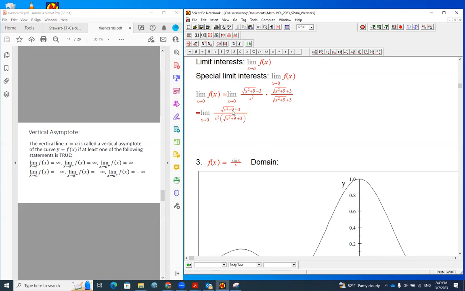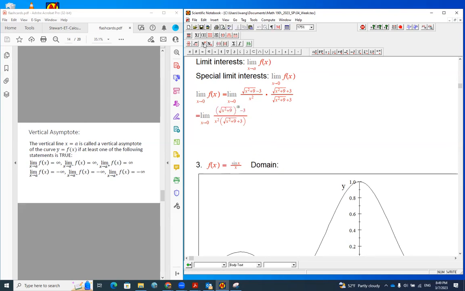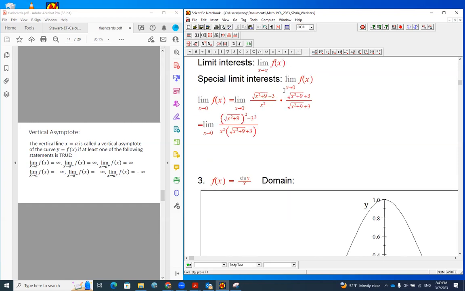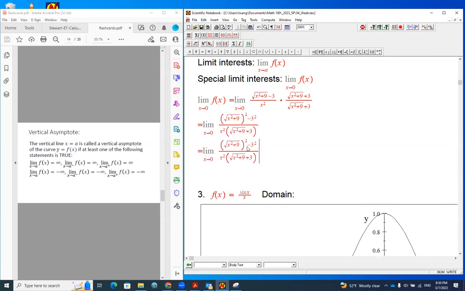So we will get the following. This piece squared minus 3 squared. This should be a pretty familiar process to you, so I'm just moving forward. This should be large enough. Okay, and then we continue. So we got x squared plus 9.